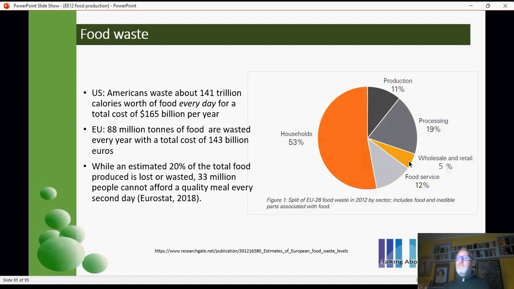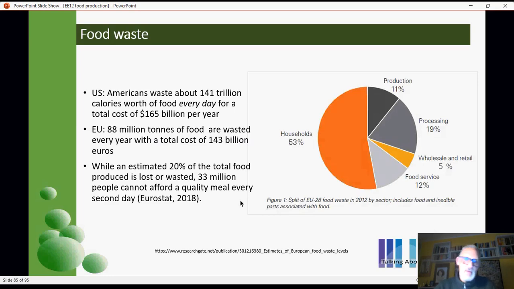But as my wife pointed out to me, she's noticed that if you go along at that time, quite often there isn't so much stuff left anymore, because they've used it to not overproduce, but to understand how much they actually need to produce without wasting too much. But the point is that there's a lot of stuff which is wasted. And as it says here, while an estimated 20% of the total food produced is lost or wasted, 33 million people, and this is in Europe, okay, so this is Eurostat, cannot afford a quality meal every second day.